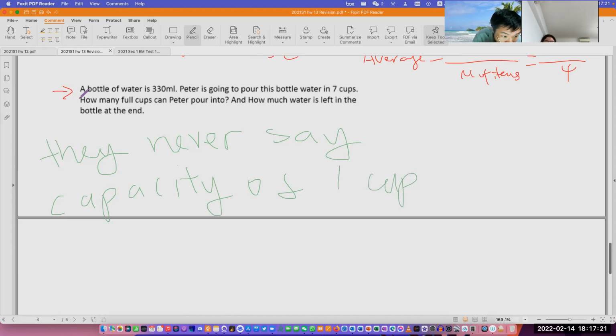Capacity of 1 cup. Let me see. The bottle water is this. I'm going to pour this water bottle into 7 cups. So how many full cups can Peter fill?